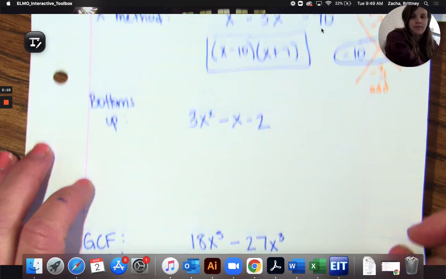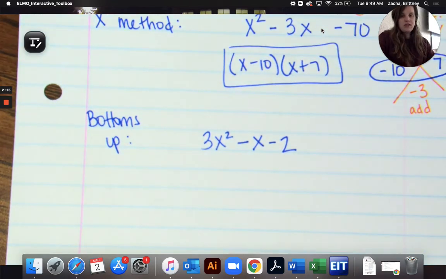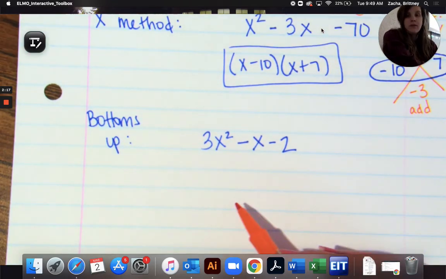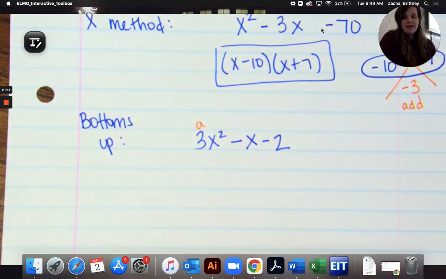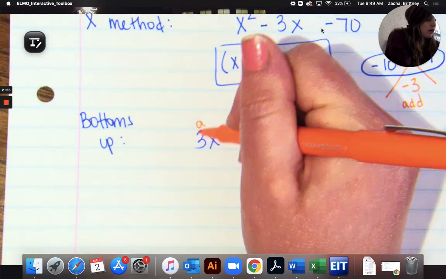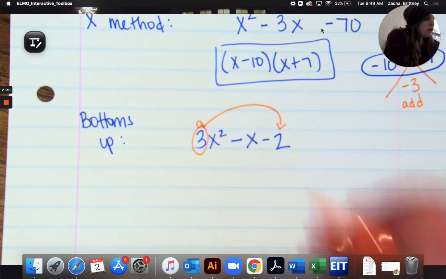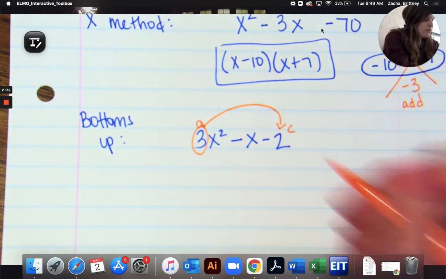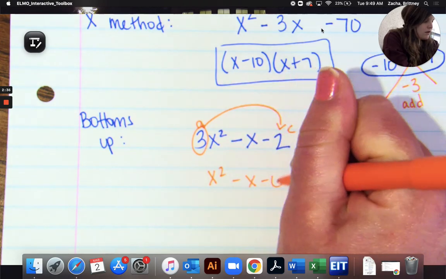Okay, bottoms up. Probably the most time consuming, but not difficult, but just has a few more steps. So this one's similar to x method, but the issue is your a term. When a is not 1, this is the process you can walk through. Okay, so you can take your a term and temporarily multiply it by your c term. So you do a times c. So 3 times negative 2 is negative 6.